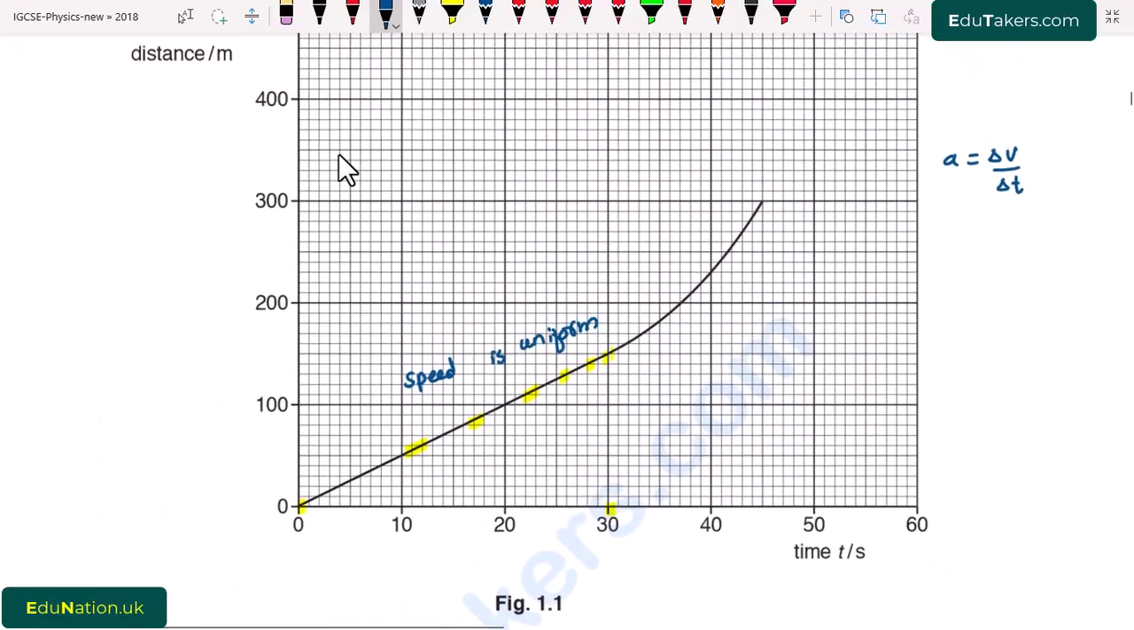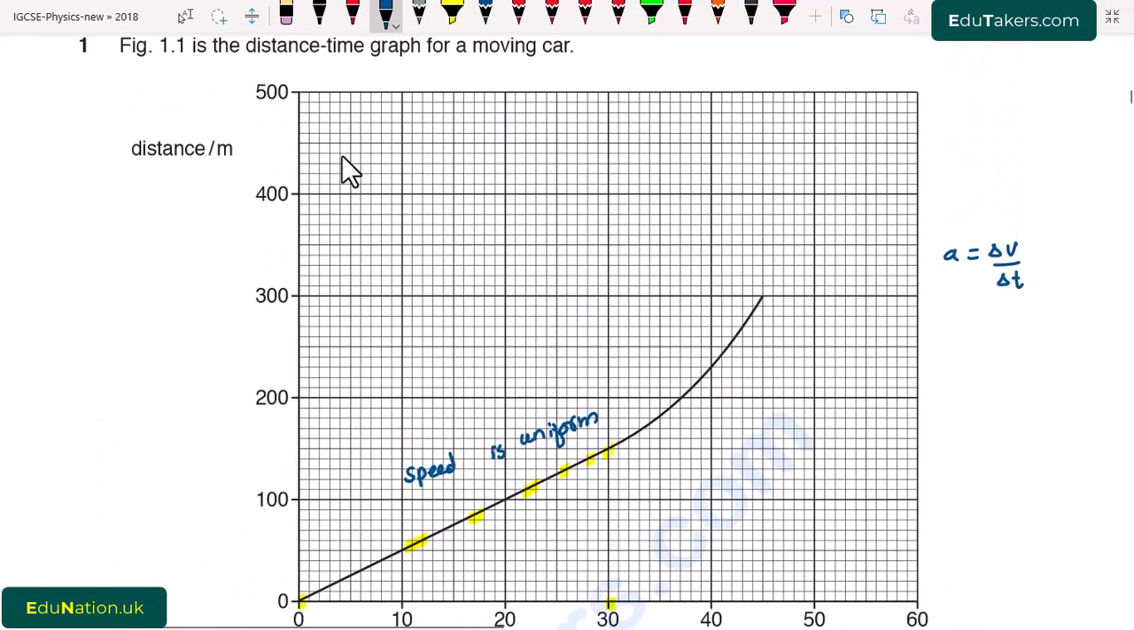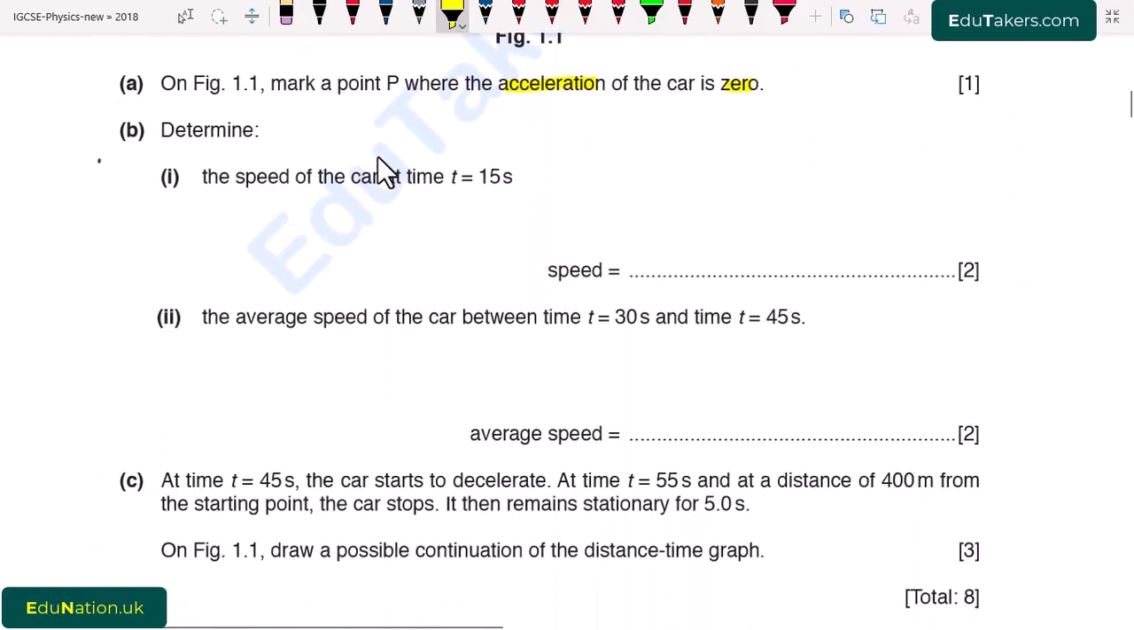So here we have to mark a point. So I write P at any point from 0 to 30 seconds. I write P here. And also erase this one. Going towards the next part.